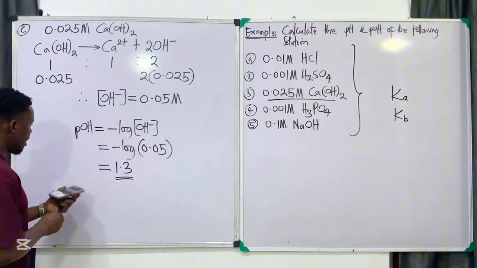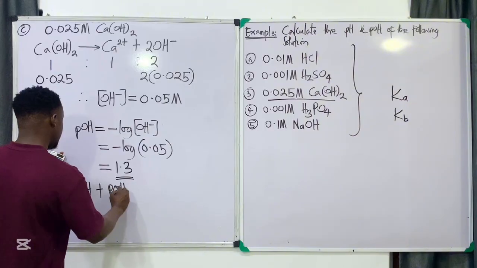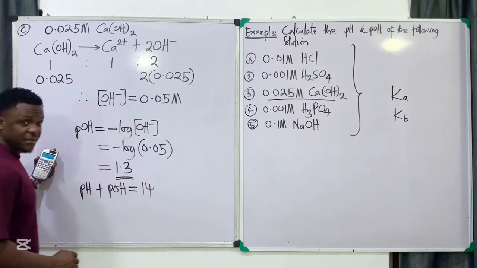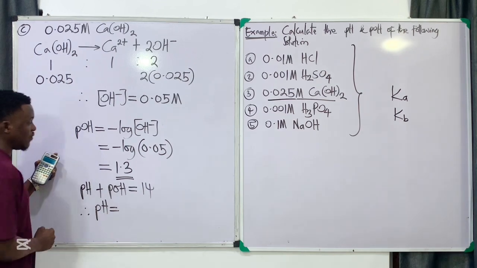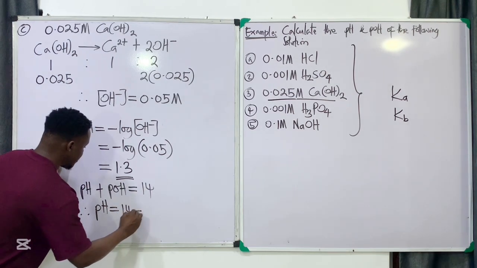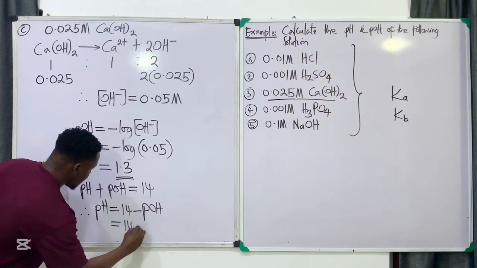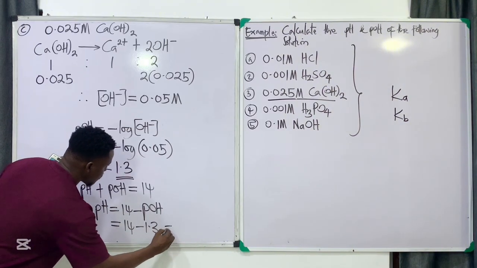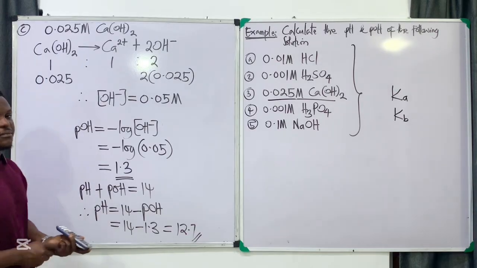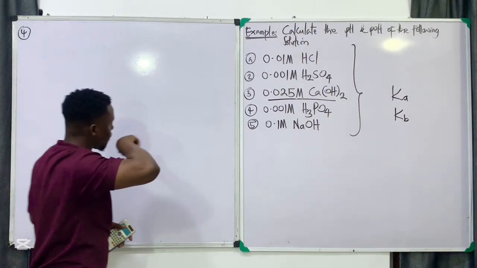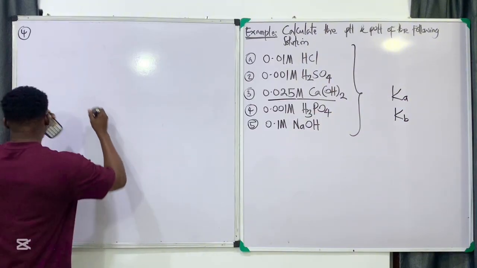Alright? So this now becomes pH plus pOH equals 14. pH, which is what I'm solving for now, is 14 minus pOH, which is 14 minus 1.3. And the answer is 12.7. Now this is an acid. Alright? That is an acid.